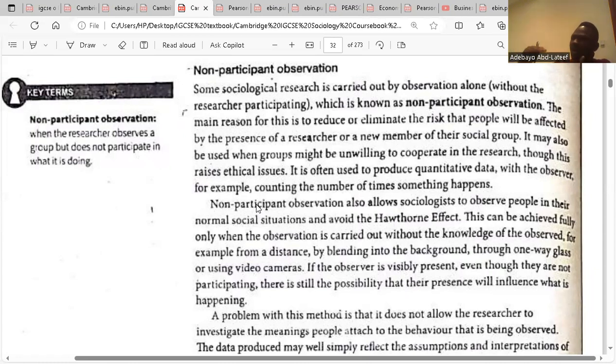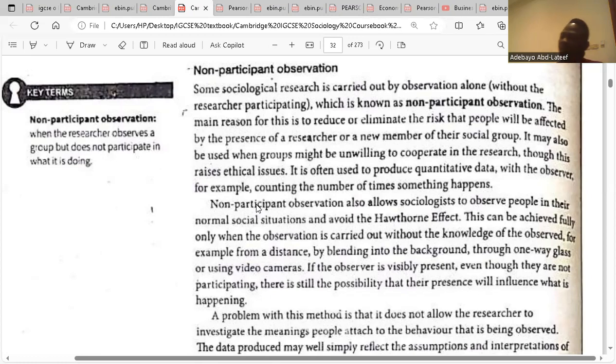So the group does not know what you are doing. They will still be behaving in their natural way. So the observer effect is avoided. That's the advantage of it. Though it might be illegal, because for research you need to seek the consent of the group. Do you understand?